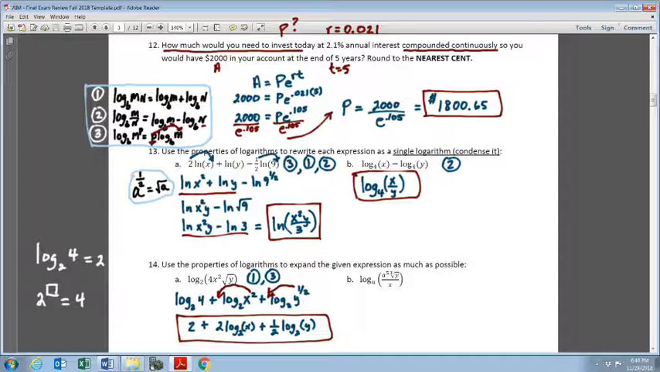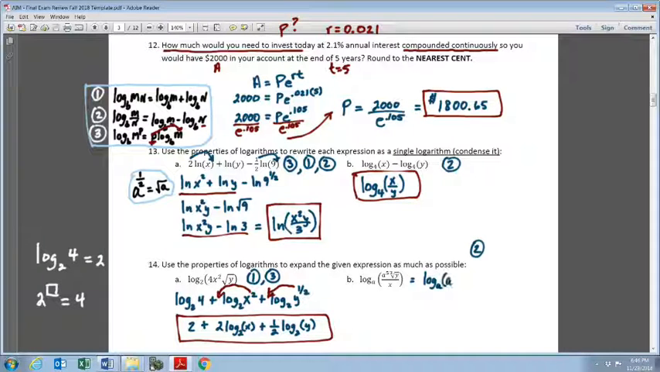All right, let's look at the other one. Now here you can actually use all three of the properties, but again there's only one of them that you can use first. You can't use the product rule because even though you have a product here, you can't just ignore the denominator there. So we can't use the product rule first. You can't use the power rule because we don't have one base to a power, and so we're going to have to use the quotient rule.